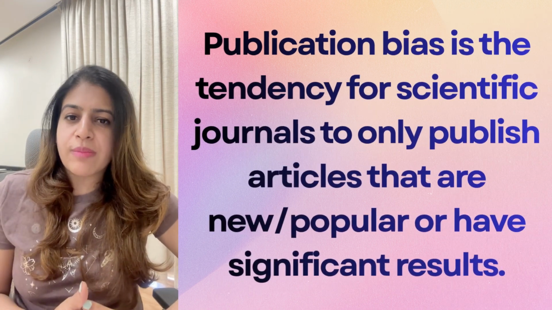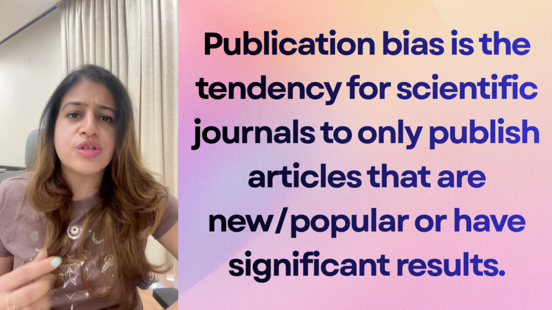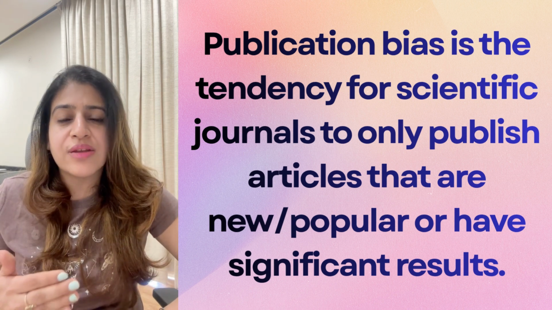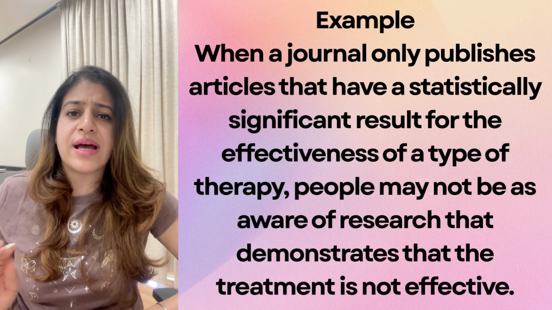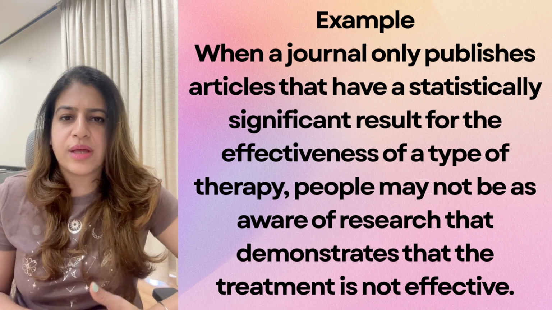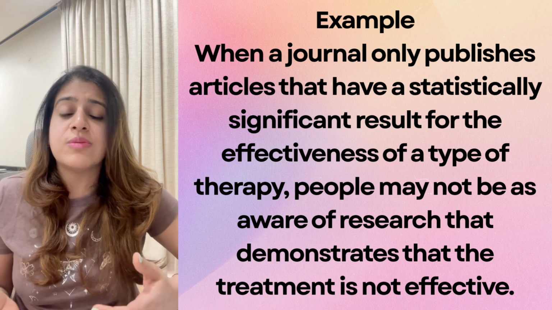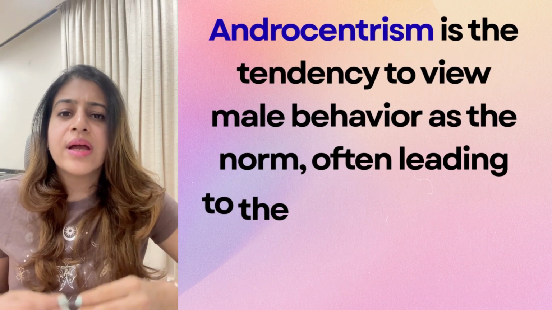Next is publication bias. Publication bias is the tendency for scientific journals to only publish articles that are new, popular, or have significant results. For example, when a journal only publishes articles that have a statistically significant result for the effectiveness of a type of therapy, people may not be aware of the research that demonstrates that the treatment is not effective.